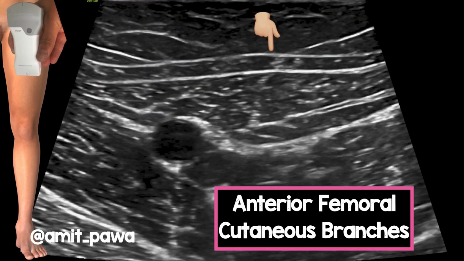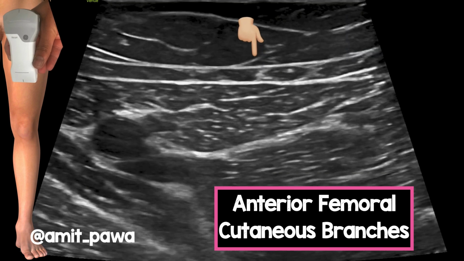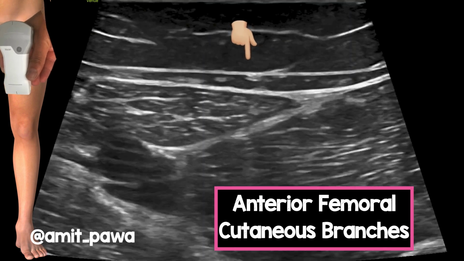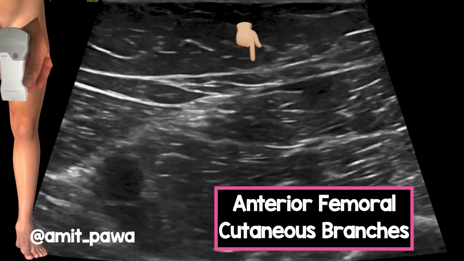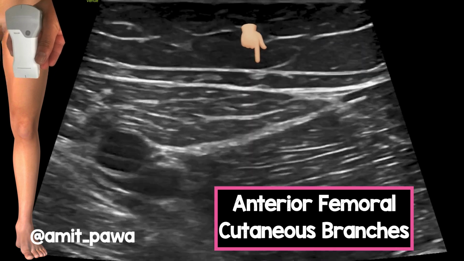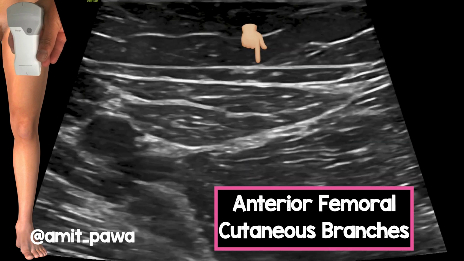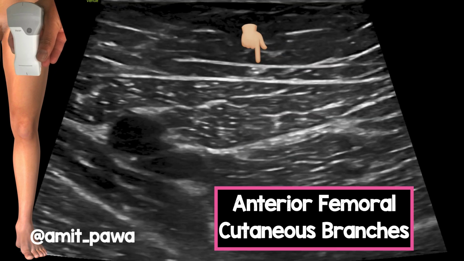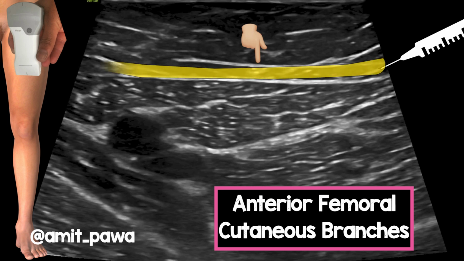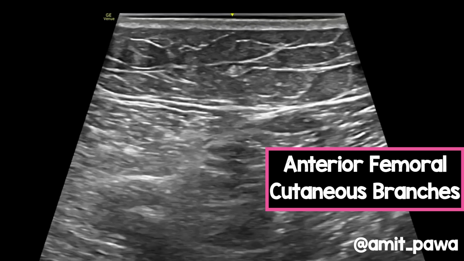Now clearly there are a few branches there, but I'm focusing on the largest one there just to focus your attention. So as we're sliding up and down the thigh, you can see with that probe there, you're looking for something lying in the fascia above sartorius, and that is one of the branches of the anterior femoral cutaneous nerve. And clearly, all we want to do is to deposit local anesthetic in that layer above sartorius. What does that look like in a real patient? Well, I'm going to show you.